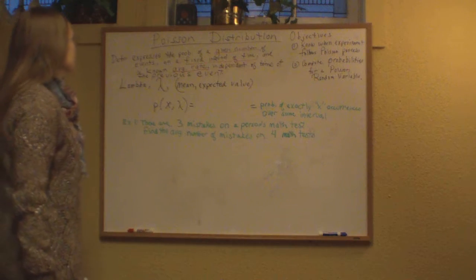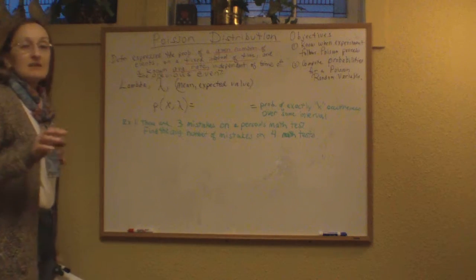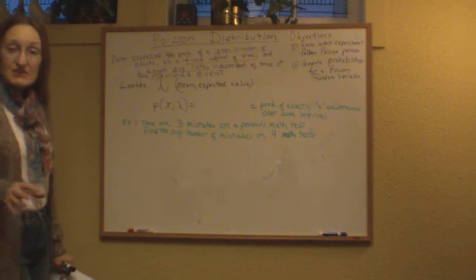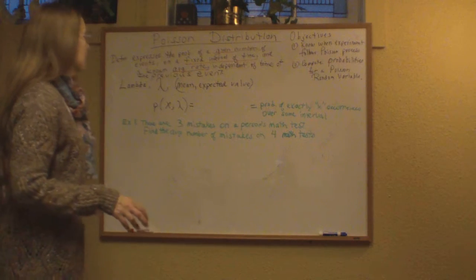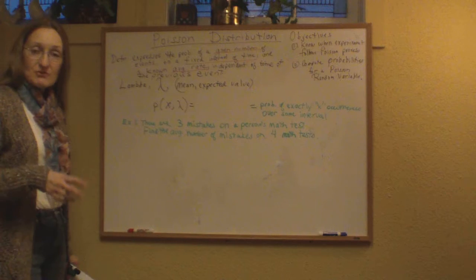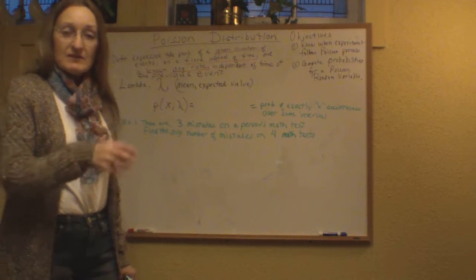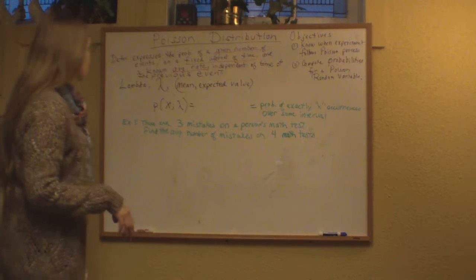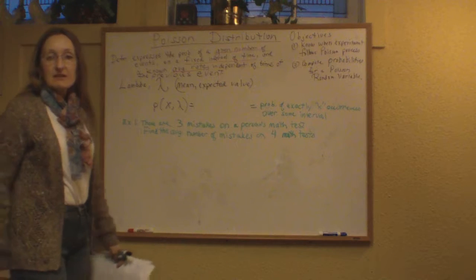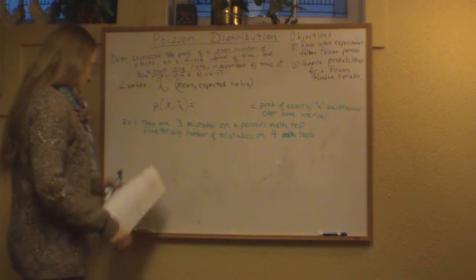Now the definition is basically it expresses the probability of a given number of events on some fixed interval of time. And it's also got an average rate involved. There's some sort of average, which is independent of the time of the previous event that occurred. And the Poisson is represented by this Greek symbol lambda. And lambda essentially means your mean or expected value.